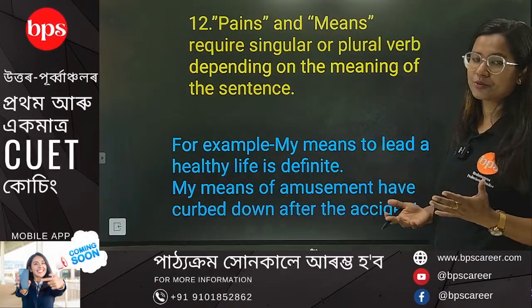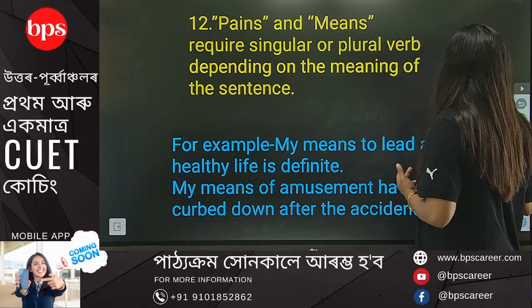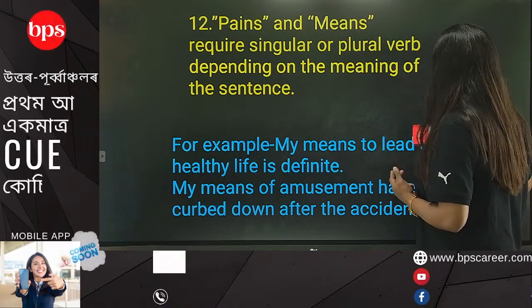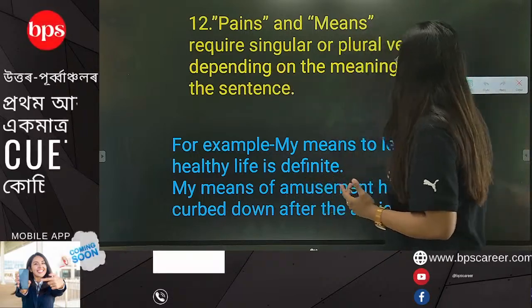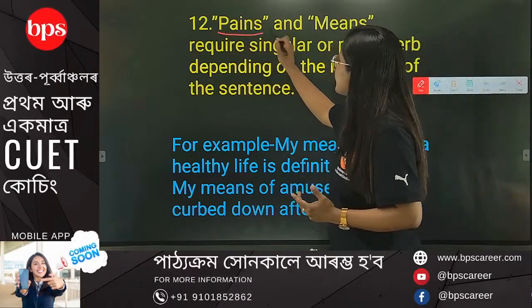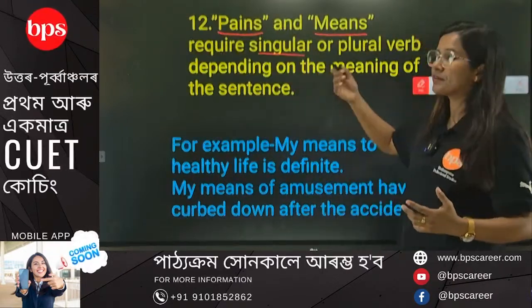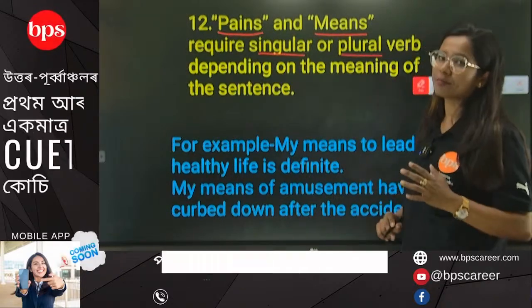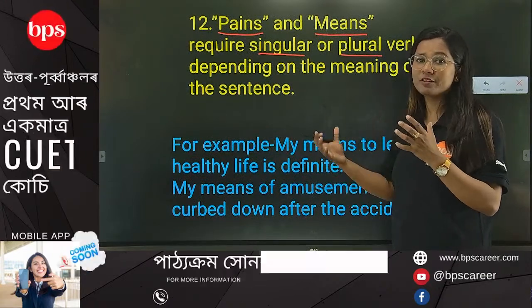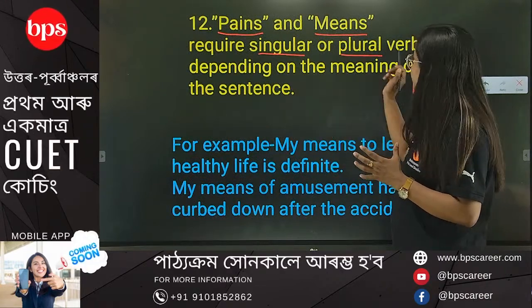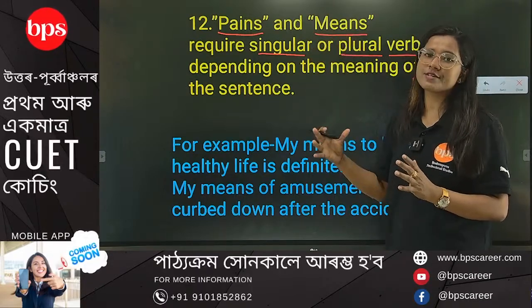Next, the last rule for today's session is number 12, pains and means. Whenever we get these two words, pains and means, it may refer sometimes to the singular or sometimes to the plural form. Depending on the singularity or plurality of the subject, the verb will also change along with the meaning of the sentence.